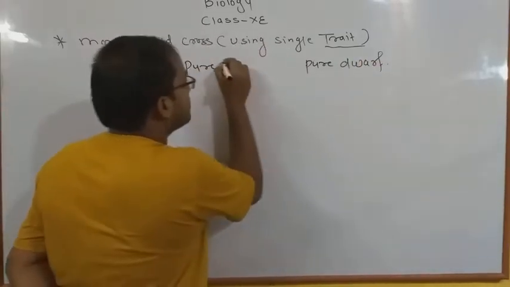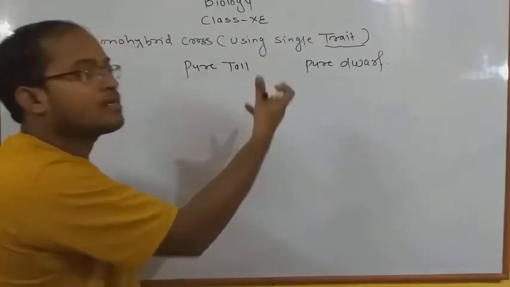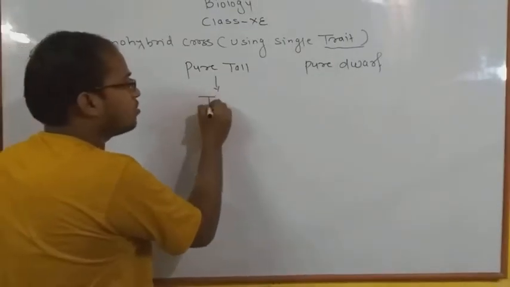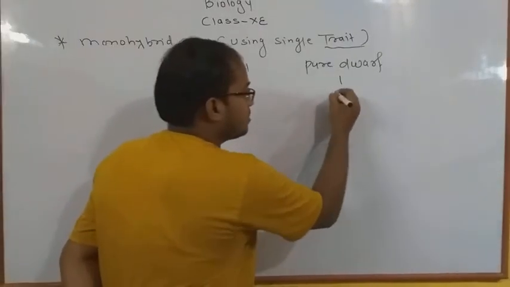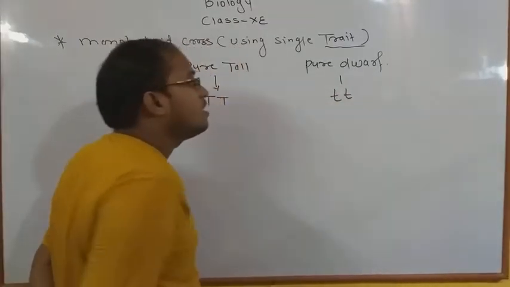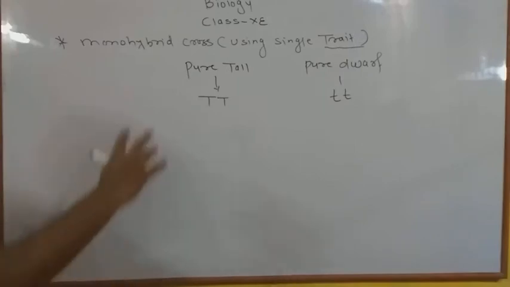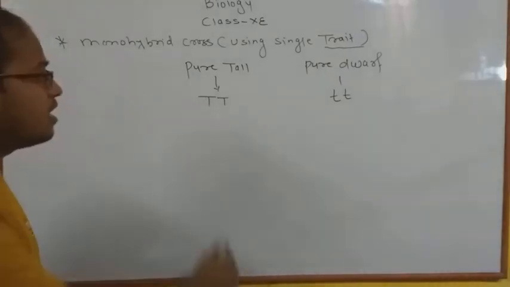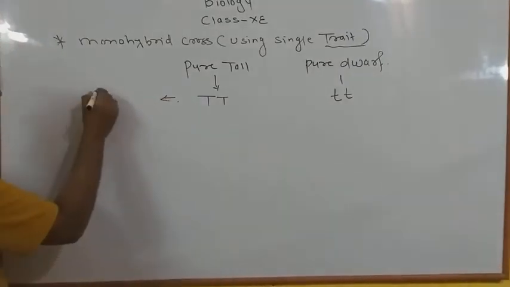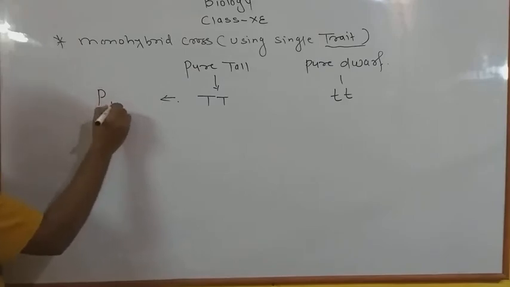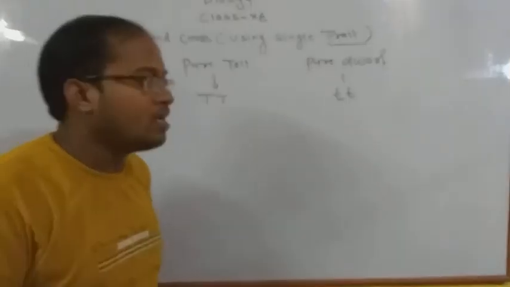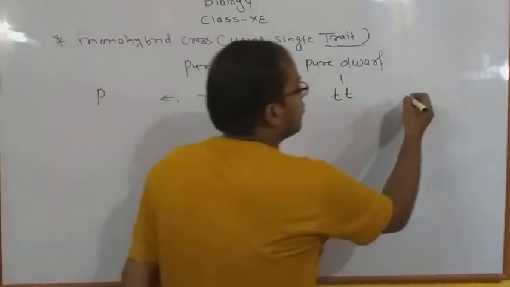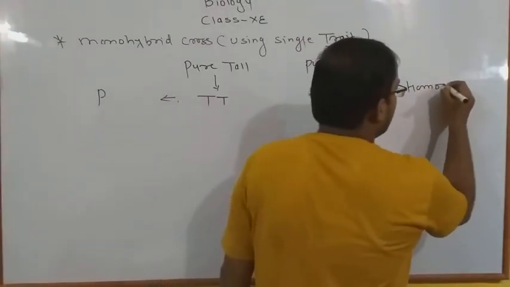This is the tall, meaning it was big, and this is the dwarf, which was small. So for pure tall, it is called capital T, and for dwarf, that is called small t and small t. After that they have taken both types of characters, and these characters are also called parental characters. This is called P1, parental characters, meaning the parents' characters, and both the characters are homozygous.